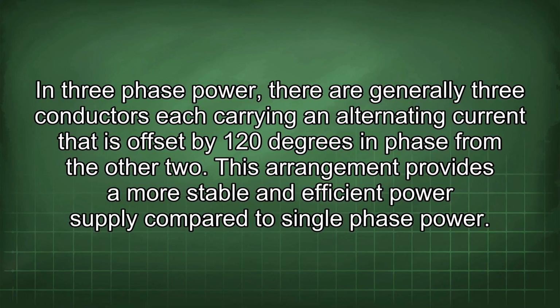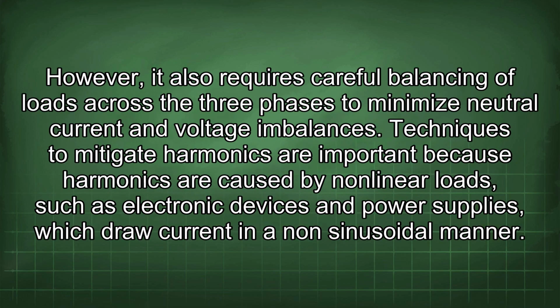In three-phase power, there are generally three conductors, each carrying an alternating current that is offset by 120 degrees in phase from the other two. This arrangement provides a more stable and efficient power supply compared to single-phase power. However, it also requires careful balancing of loads across the three phases to minimize neutral current and voltage imbalances.